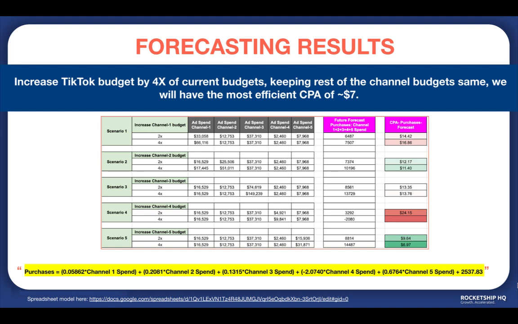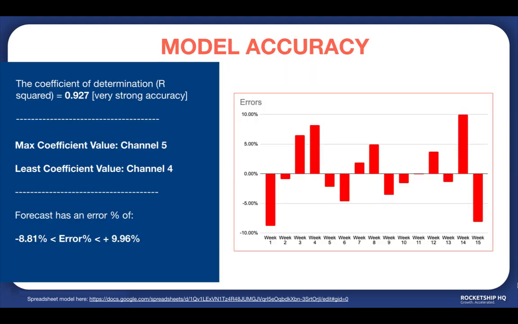In another example, we also see that if we increase the channel 5 budget by 4x, our CPA, that is cost per action, is the best, roughly $7. So that means in order to be most efficient, we have to increase the budget on channel 5 so that our CPA is the lowest. In a nutshell, this forecasting has given us a glimpse of budget allocation, in a way that shows on which channel we want to increase our spend in order to get the maximum return on action or lower CPA.